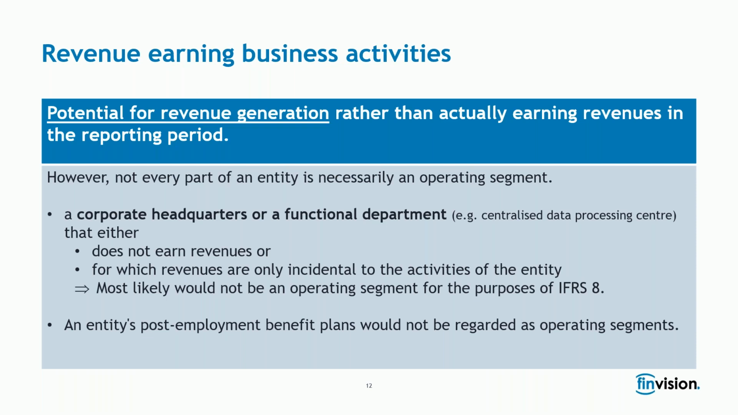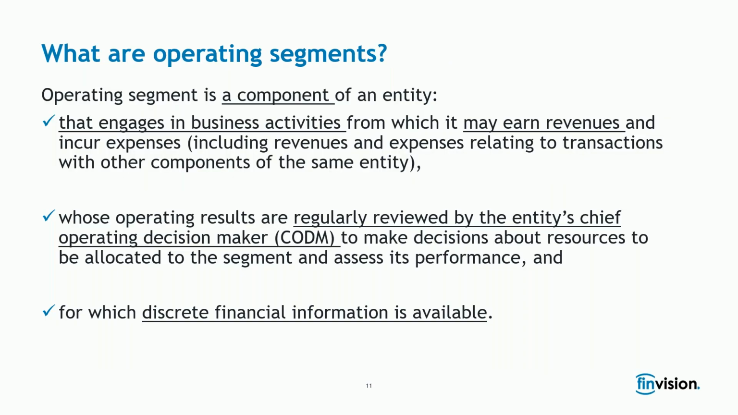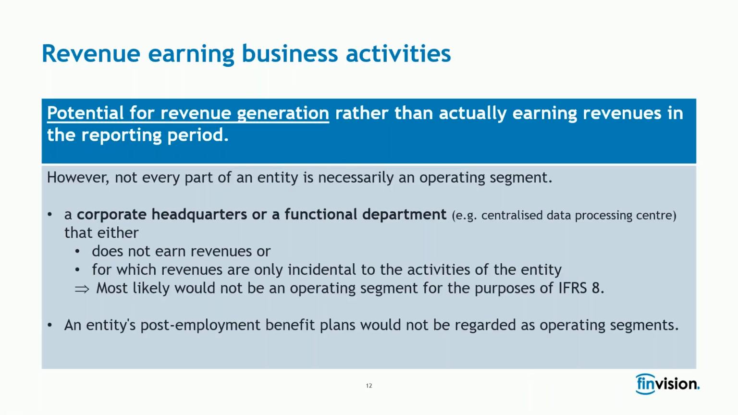So revenue earning business activities, it should have the potential rather than actually earning. So key, and I will go quickly back, is it engages in business activities that may earn revenues. Expenses follow in second order, so starting point is revenues or the capability to earn revenues in the future. So a startup that is still loss-making could be an operating segment, even though at this moment it might still not have revenues. On the other side, not every part is necessarily an operating segment.